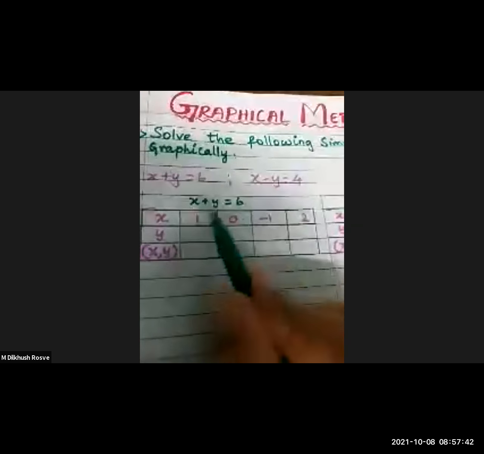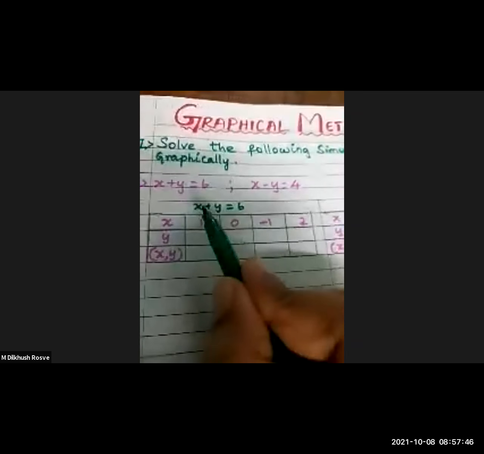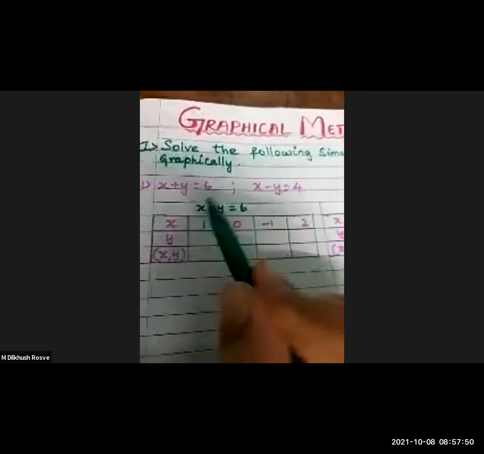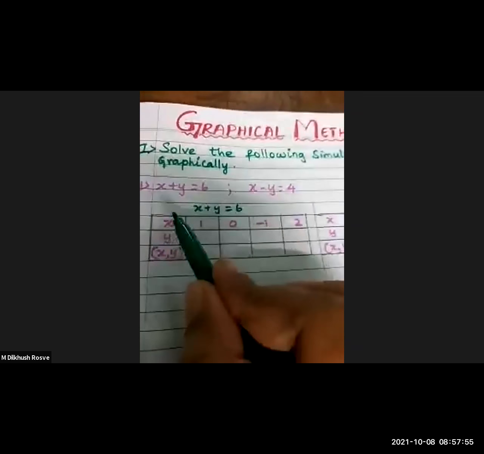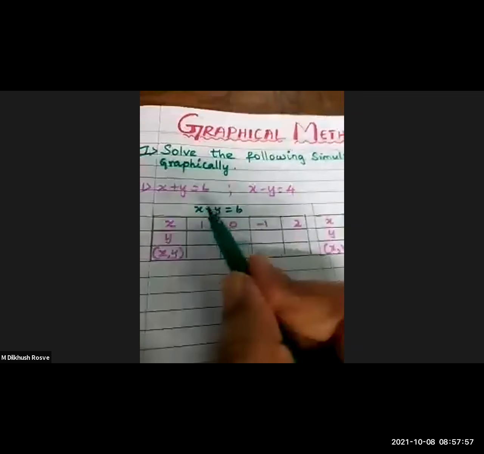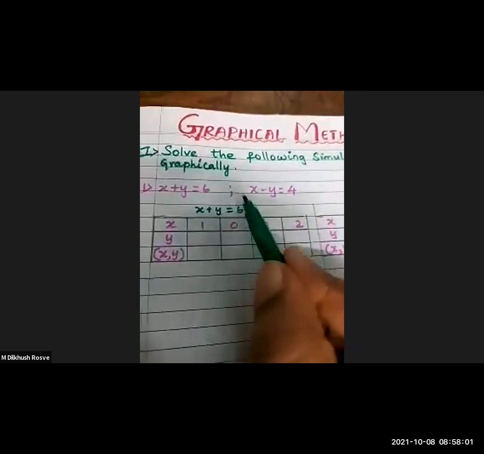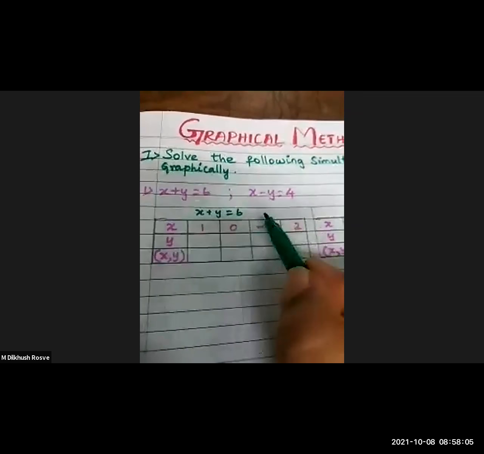Now listen here. x plus y equal to 6. We do not know the x value as well as the y value. If you know one value, then we can find the other value. Correct, students? In the previous 1-mark, 2-mark sums, either they give the x value or they give the y value, so that we can find the other variable's value. But here no values are given.